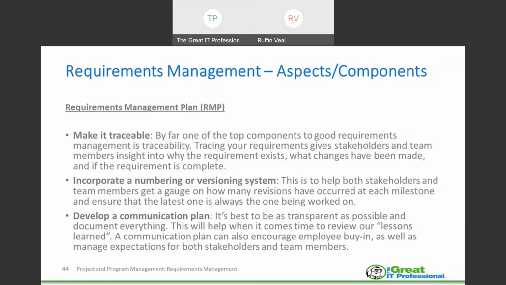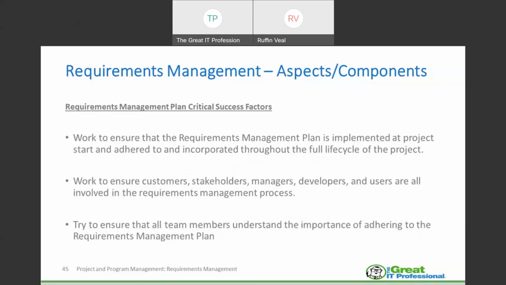There's a communications plan involved. That communications is across the board. It's an aspect of requirements management: how are we going to communicate this to those involved, to the higher levels, to the stakeholders? What do they need to know, and how do we intend to communicate that to them? That's a part of that plan as well.